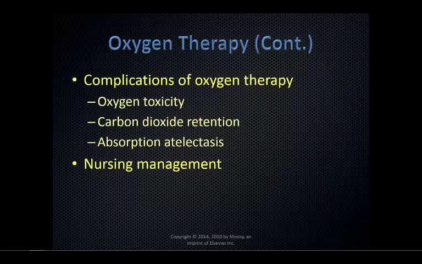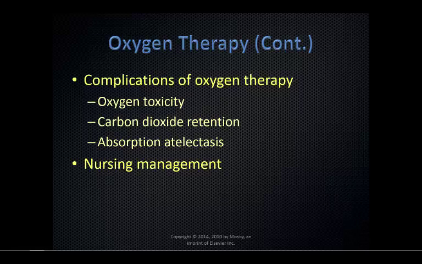Absorption atelectasis occurs when breathing high concentrations of oxygen washes out the nitrogen that normally fills the alveoli and helps hold them open. And as oxygen replaces the nitrogen, the alveoli start to shrink and collapse. This occurs because oxygen is absorbed into the bloodstream faster than it can be replaced in the alveoli, particularly in areas of the lungs that are minimally ventilated.